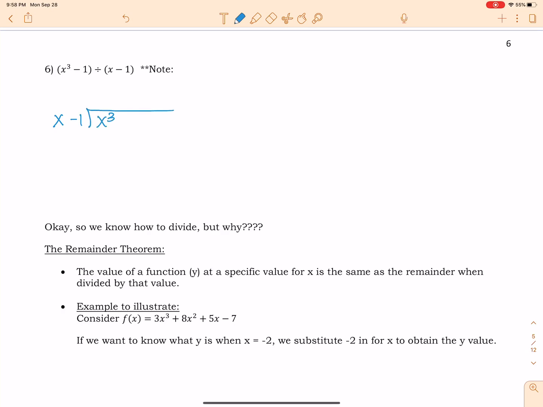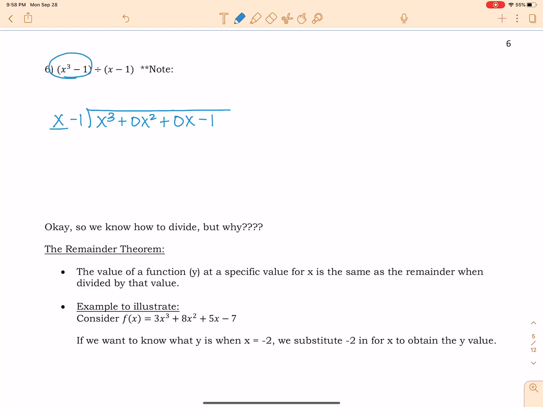Okay, notice that this term right here, we've got x cubed, but there's no x squared and there's no x. That means we have to put space in for those. So here's what this is going to look like. 0x squared plus 0x minus 1. I know the x's look funny with zeros in front of them, but trust me, this is how you do the problem. All right, so I'm going to start again.